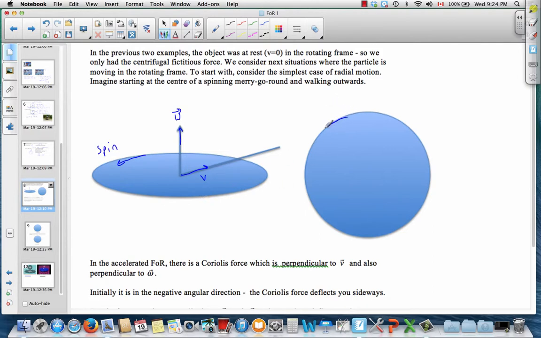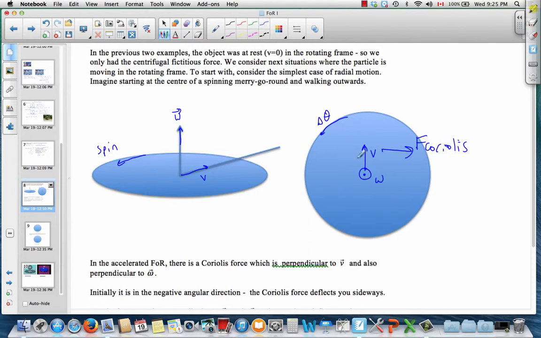In top view, you'd say, okay, so this is the angular displacement. The omega vector is coming straight out at me, and the velocity vector is just going towards the rim of the circle. Now, if you do v cross omega, fingers of your right hand in the direction of v, and then curl towards the omega, which is out of the page, you find a force that's directed this way. That is the Coriolis force.